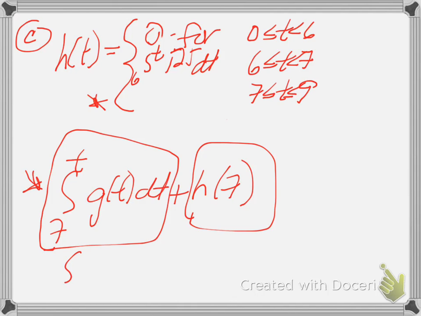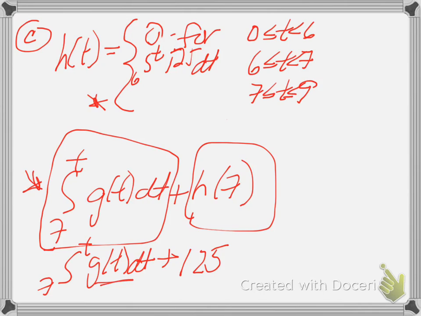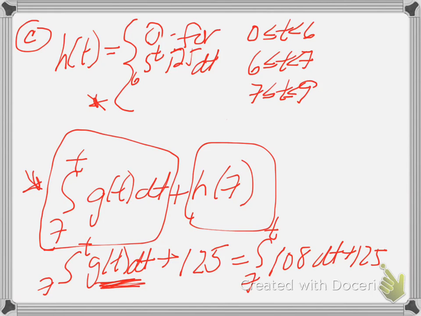Okay, so this is just going to be the integral from 7 to t of g of t dt, plus, when at 7, she had already removed 125. So we need to add the 125. But what is this for g of t? Because remember, that is the rate. So we're going to have the integral from 7 to t of 108 dt, that's from 7 through 9, plus the 125.